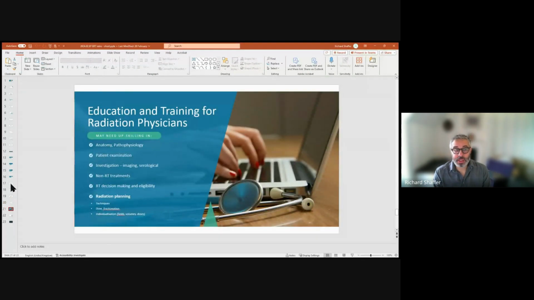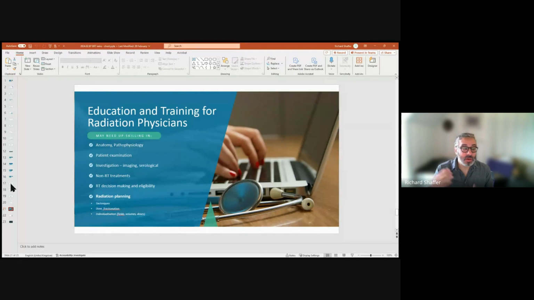Education and training for radiation physicians is really key. So I feel that we need upskilling in anatomy, pathophysiology, patient examination. I mean, personally, before I got into this, I hadn't examined a shoulder or an elbow for 20 years. So these are things that we need to upskill if it's not something you already do well. Looking at x-rays, that's not something I've done for a long time.